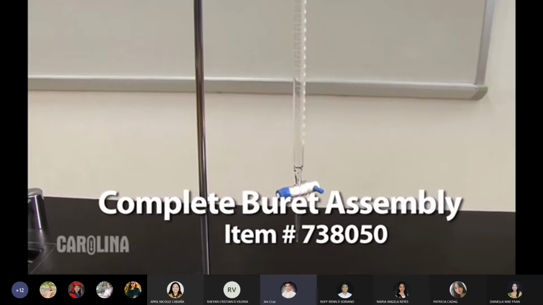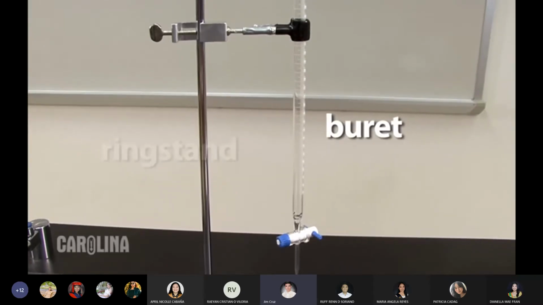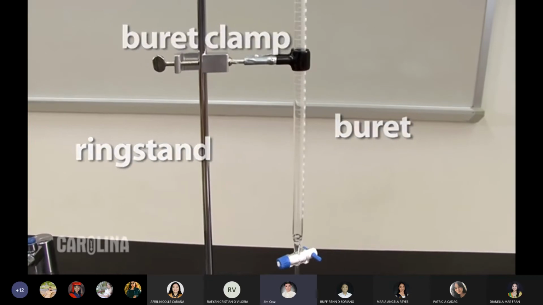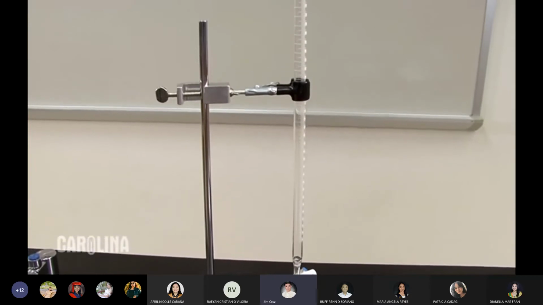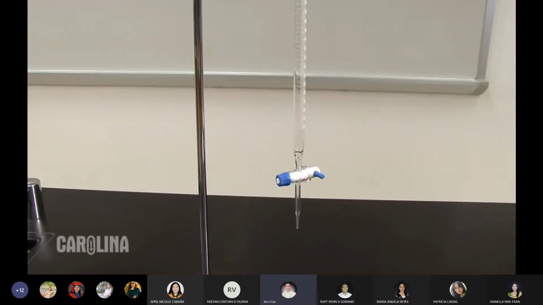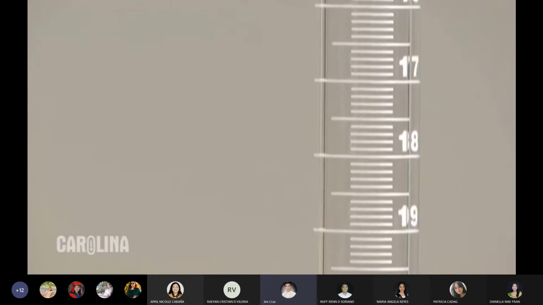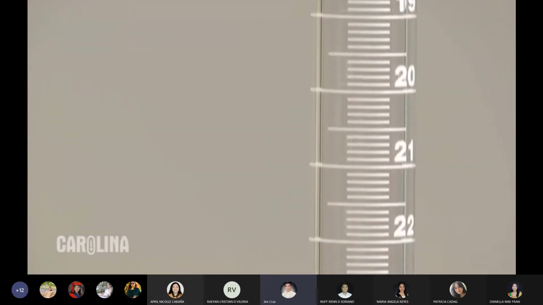Carolina's complete Buret assembly contains the basic equipment to get you started, including a Buret, ring stand, and a Buret clamp. A Buret is a long, narrow, graduated tube used to add titrant. It has a stopcock to regulate the flow of liquid. Notice that the markings on the Buret go from lowest at the top to highest at the bottom.